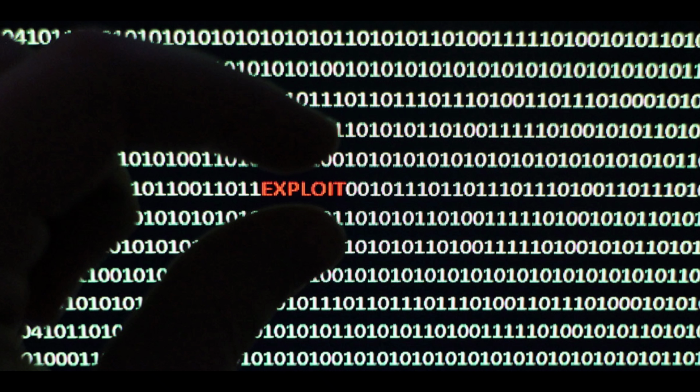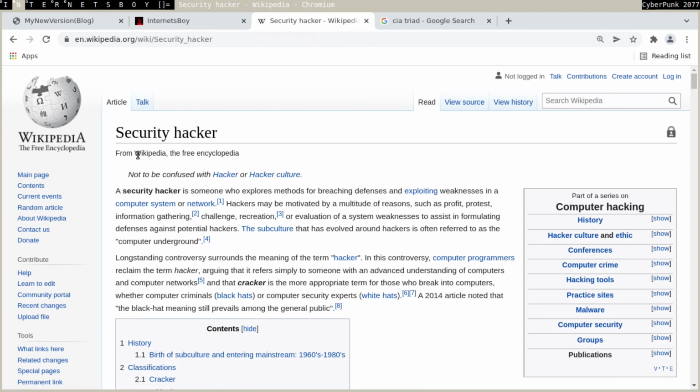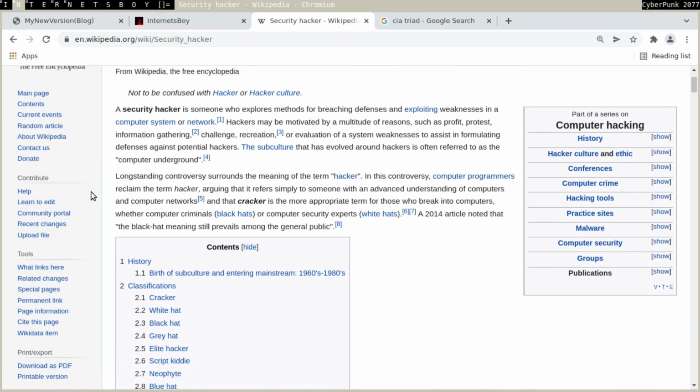The thing about hacking is exploiting various security breaches. This is what I think hacking is. I don't know what Wikipedia says about that, but it says a security hacker is someone who explores methods for breaching defenses and exploiting weaknesses. This is the same as what I have said: hacking is exploring various security breaches, so you can keep that in mind.